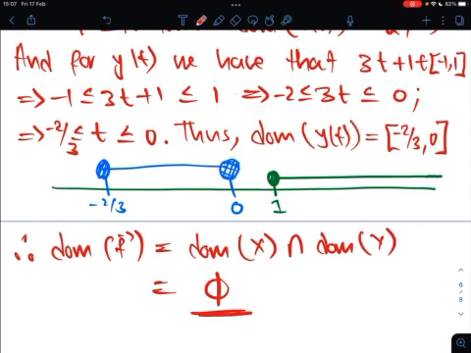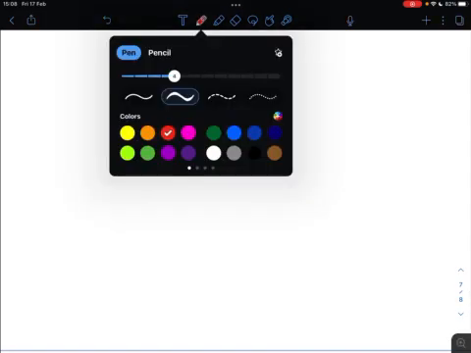So this is how we go about finding what are referred to as domains of parameterized functions. But let's also look at another example different from the one that we've seen. So another example goes as follows.